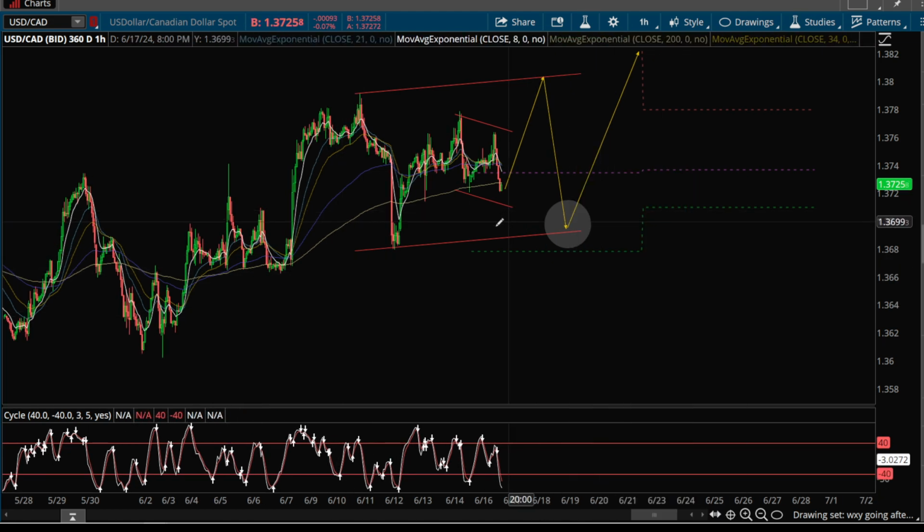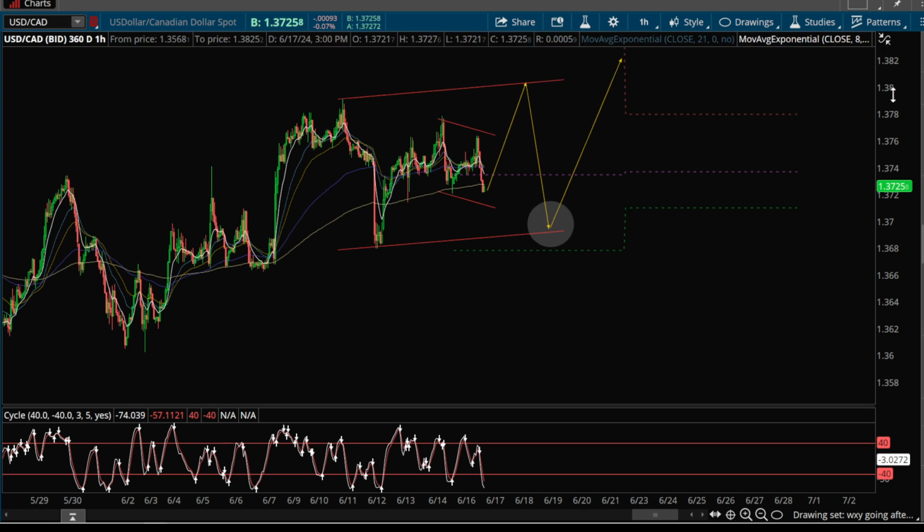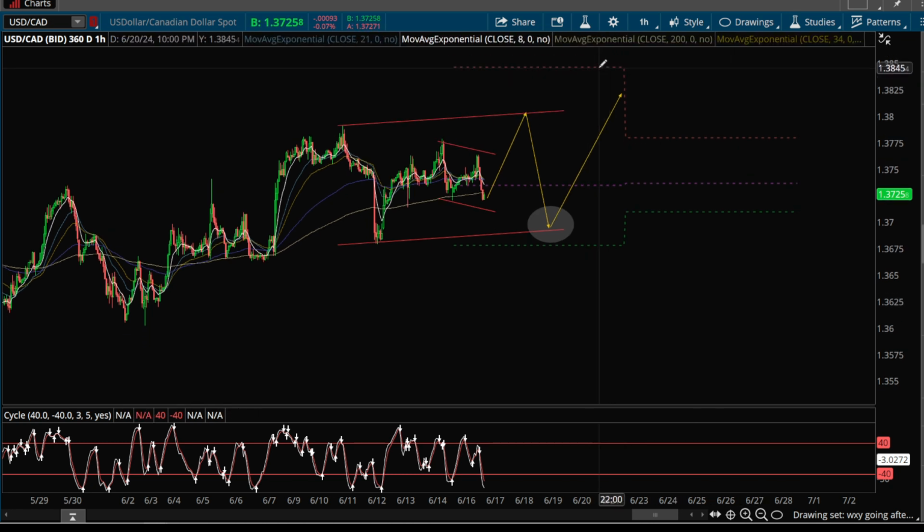So as of right now, looks like you're just making a flat correction, and then you're looking for continuation. We're still looking to finish the week out up here at this weekly R2. All right. So that's pretty much that.